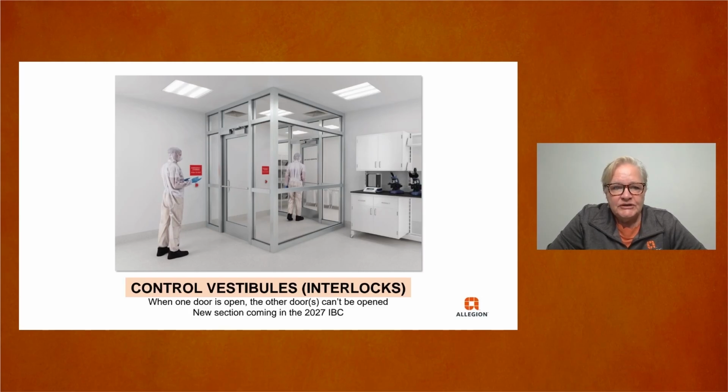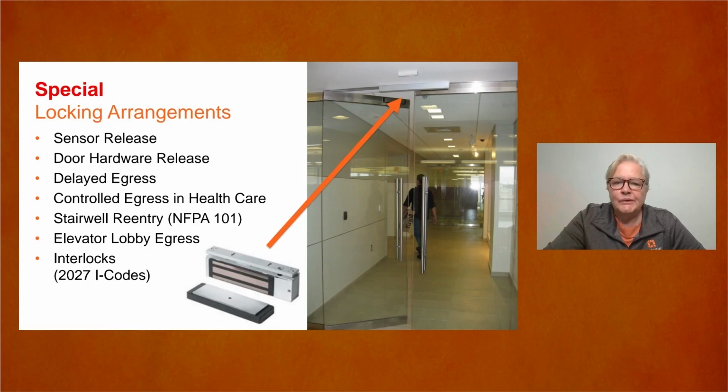All of these special locking arrangements that I mentioned do require the UL 294 or 1034 listings according to the 2024 codes, except that the I codes don't require the listings for stairway doors in the I code section that covers stairwell reentry. NFPA 101 does require the listings for stairway doors with electrified locks. Now that's a whole other topic. We'll talk about that on another day.